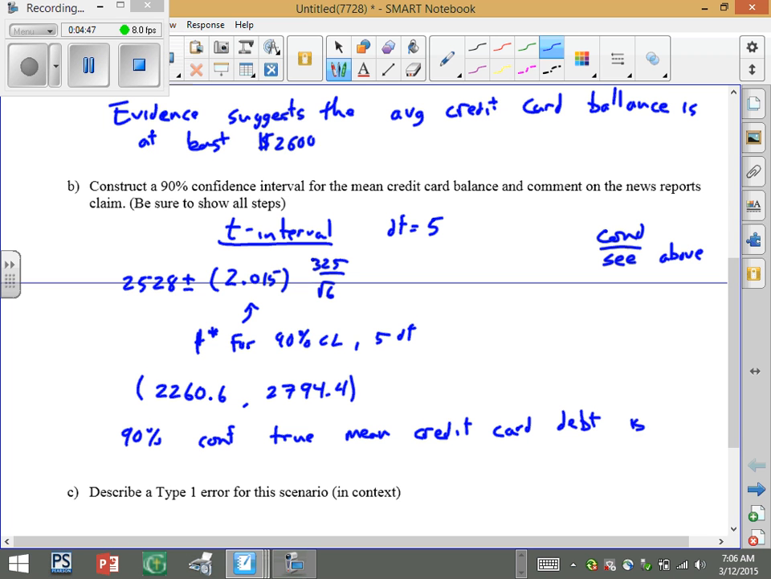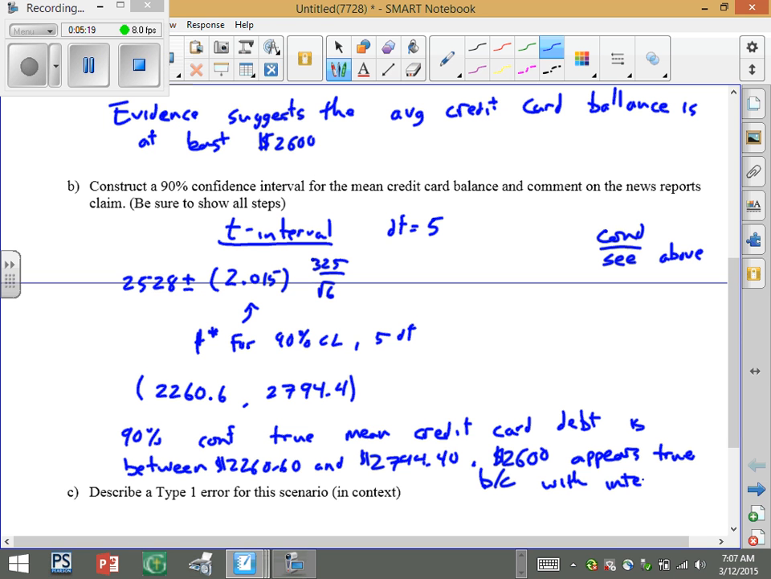is between $2,260.60 and $2,794.40. What that tells me is that the $2,600, or the claim, appears true because it's within the interval.